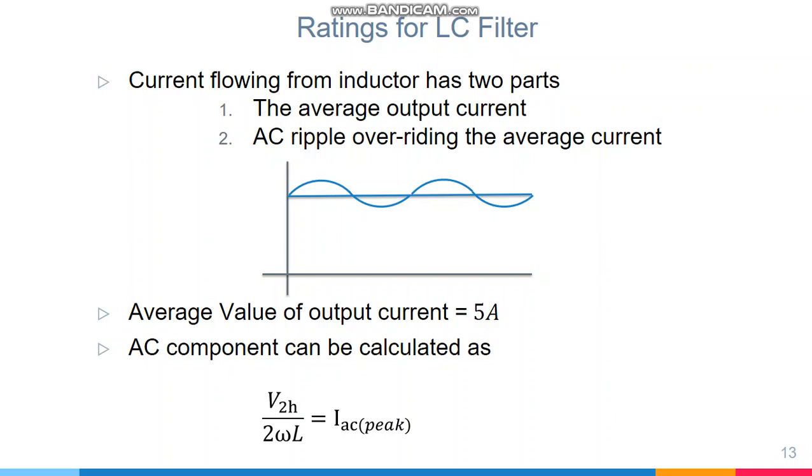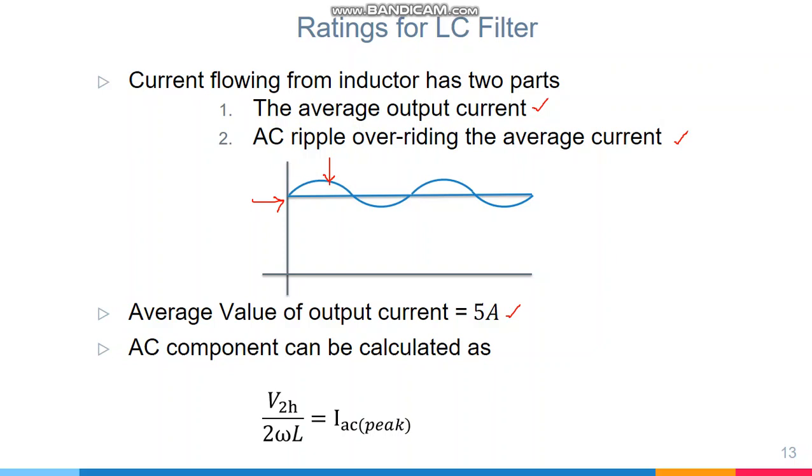We also needed to calculate the ratings for our LC filter. Current flowing from the inductor has two parts: the average value of output current, that is DC current, and the AC ripple overriding the average current, which will be due to the harmonics in my output voltage. This is the DC value, average value, and this is the AC component overriding this DC value. The average value of output current is equal to 5 ampere, which is equal to the load current. So whatever the value of load current is, that is the average value of the current from the inductor.